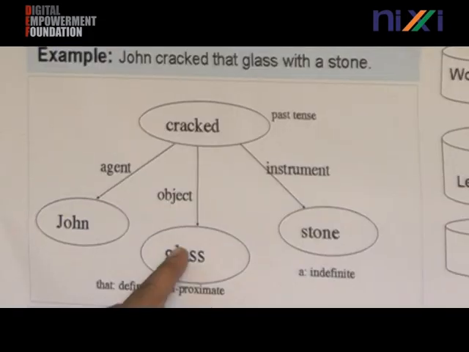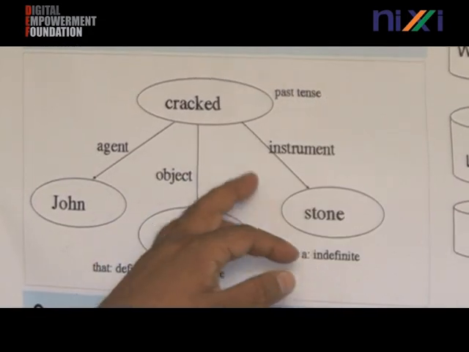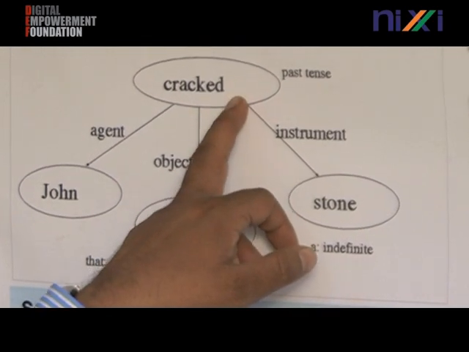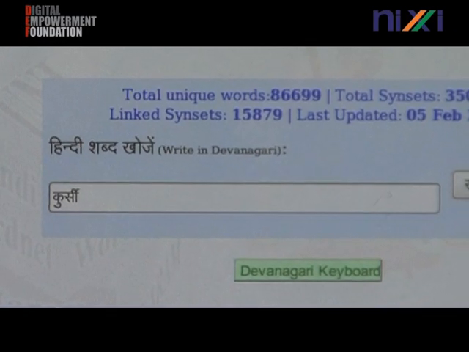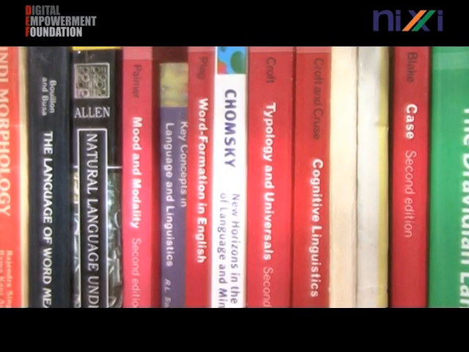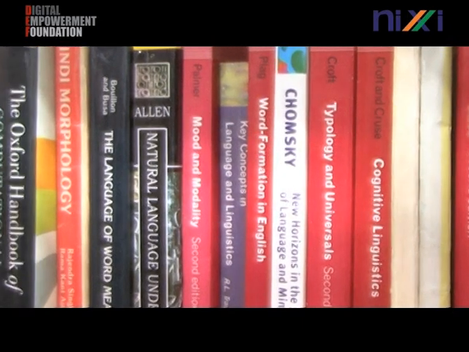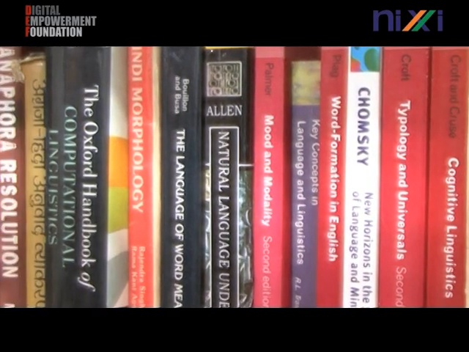And an important point is that whenever we hear a word, by automatic association, we can't help it, other words come to our mind. The way you associate glass with cracked or stone is what Hindi WordNet is trying to capture. It is a structure in the form of a computer software which tries to capture word associations. It follows the tradition of English WordNet and European WordNet and began over a decade ago.